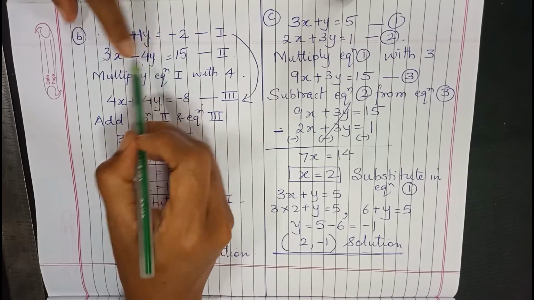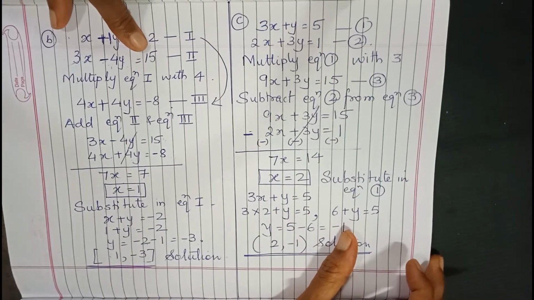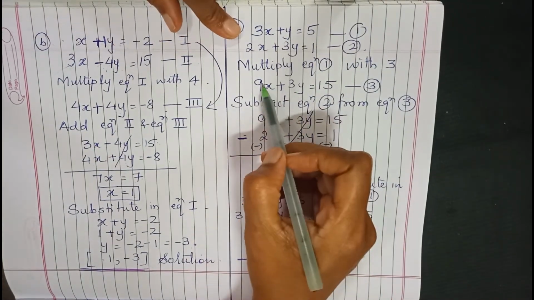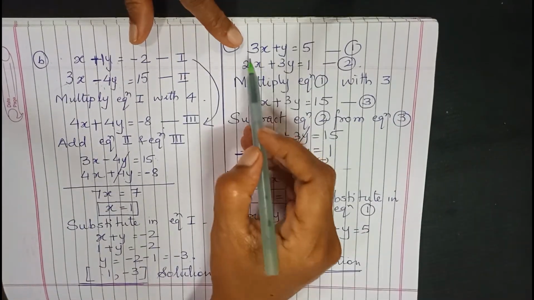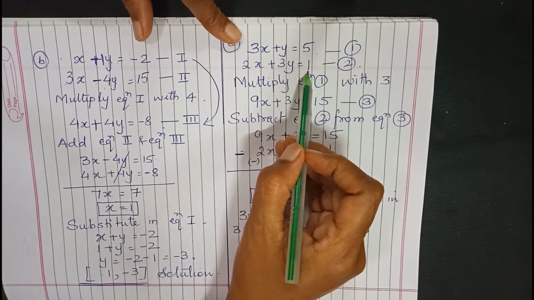So sorry, plus 12. Plus 12 and plus 3 is 15. It is giving us the answer that we want, right? Now let's take one more example here. So here we have 3x plus 4y is equal to 5 and 2x plus 3y is equal to 1.